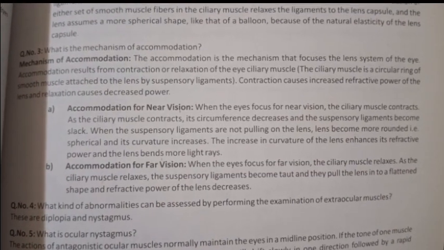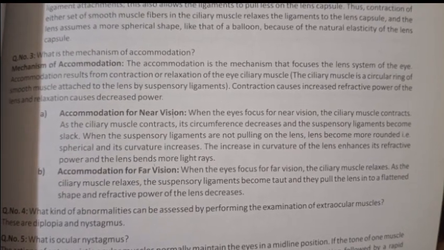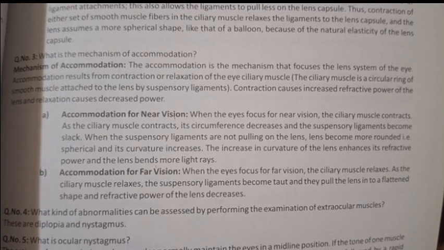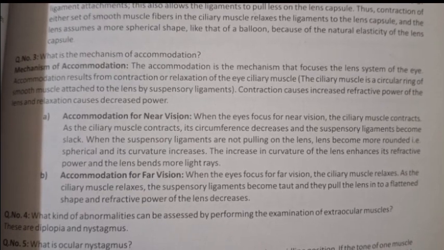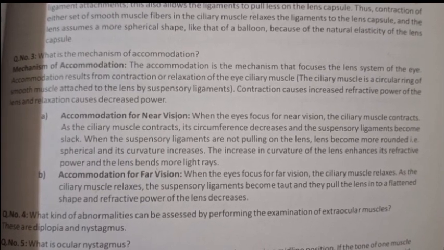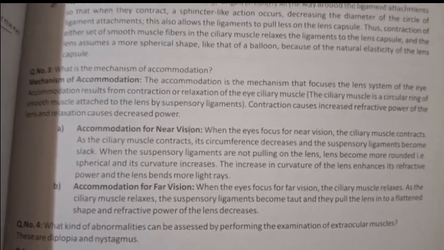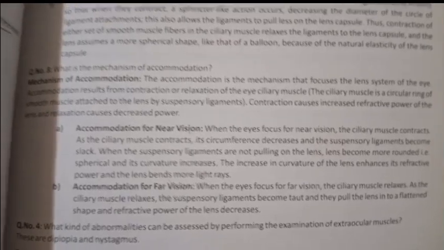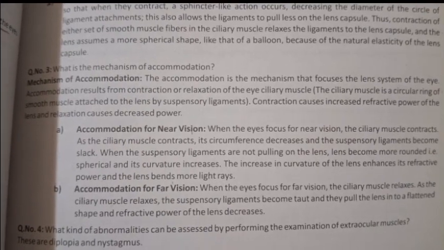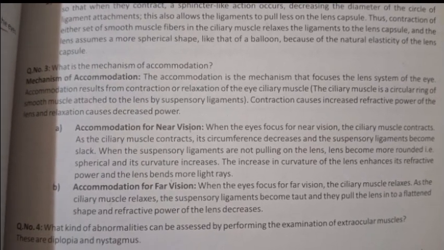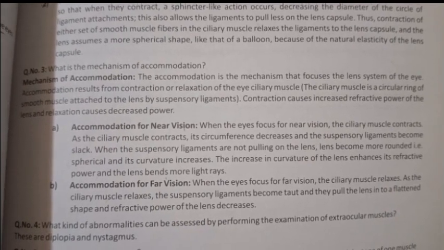mechanism of accommodation. The accommodation is the mechanism that focuses the lens system of the eye. The accommodation results from the contraction or relaxation of the ciliary muscle. The ciliary muscle is a circular ring of smooth muscle attached to the lens by suspensory ligament. Contraction causes the increased refractive power of the lens and relaxation causes decreased power.